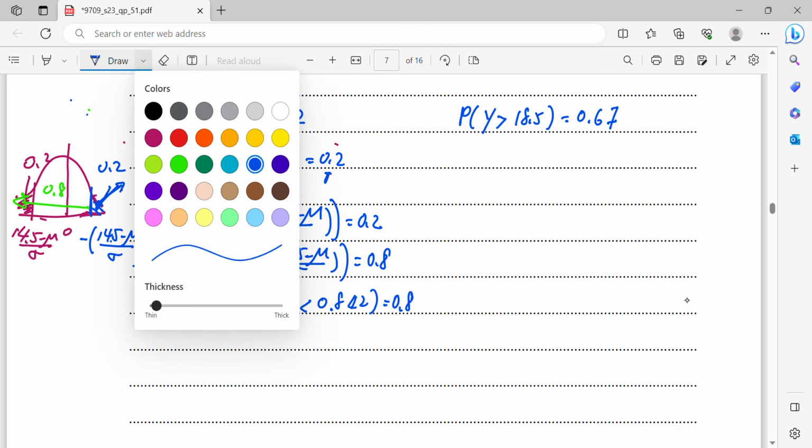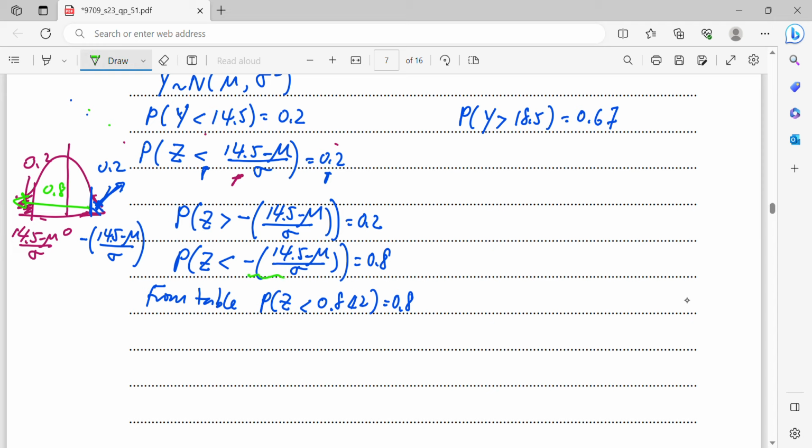Okay, now I will just compare. Negative of the whole bracket is going to be 0.842 because the rest are the same. So negative of (14.5 minus mu) over sigma is 0.842, and then I can get one equation. Negative 14.5, the minus times into the numerator, then plus mu, the sigma moves to the right side, equals 0.842 sigma. This is my first equation that I've obtained from the first probability.